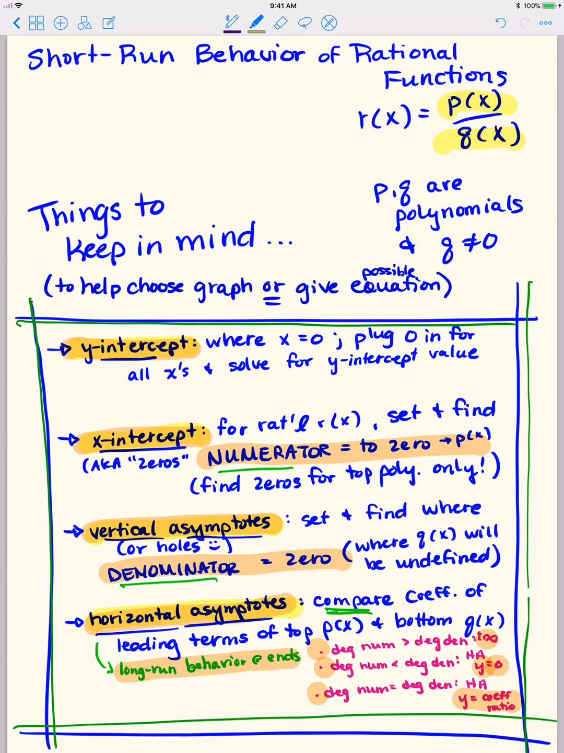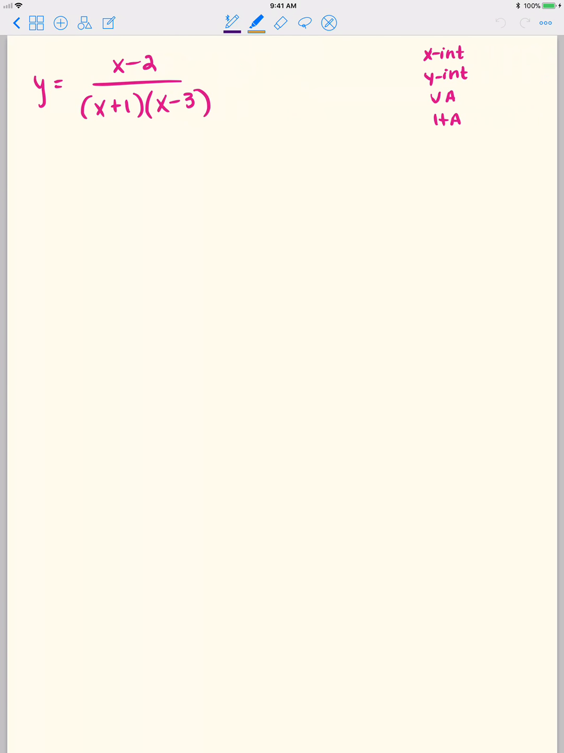So those are 4 areas that we can look at. We'll also look at function behavior around those asymptotes to help figure out whether the function approaches it to infinity or negative infinity. But here are a few examples that we'll look at.